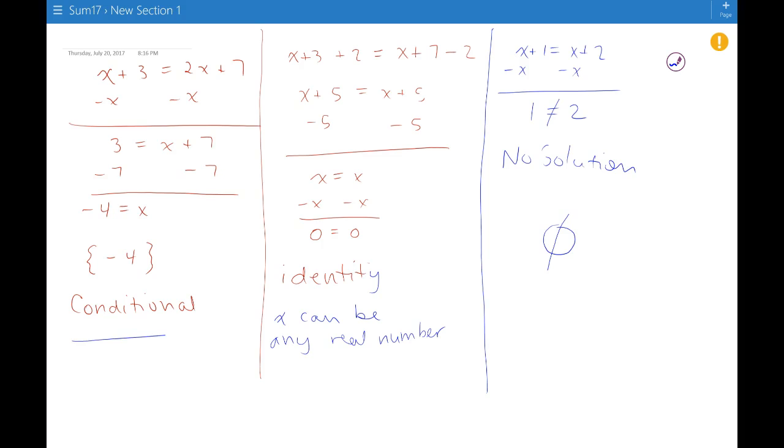If it's true for only one value of x, it's conditional. If it's true for any value of x, if you get something that makes sense always, and this is true if you get 2 equals 2 as your last line, or if you get negative 1 equals negative 1 as your last line, see how that's always true. So if you get a statement that's always true, always and any, both start with a, x can be any real number, and it's called an identity. So then if you get a nonsense statement like 1 equals 2, that's a negation, an N word. There's no solution. So that's kind of how I remember them.